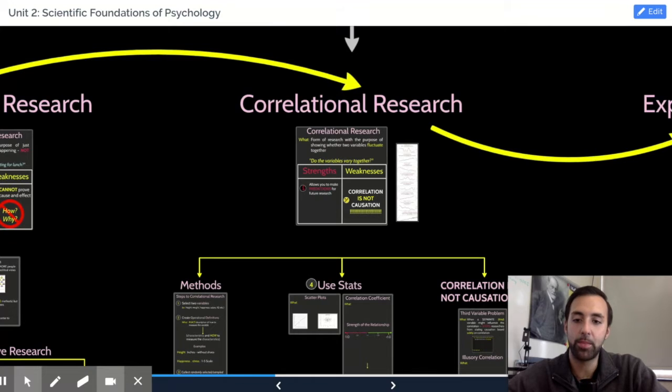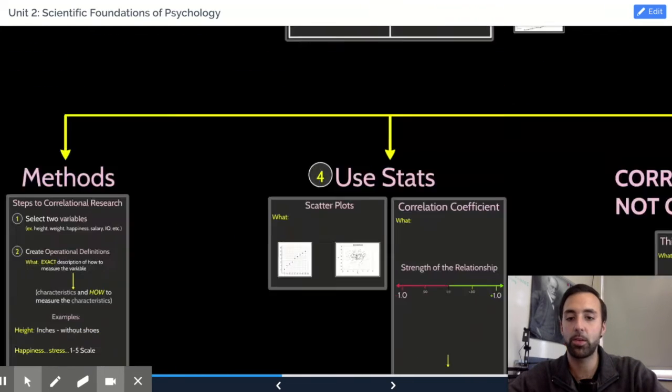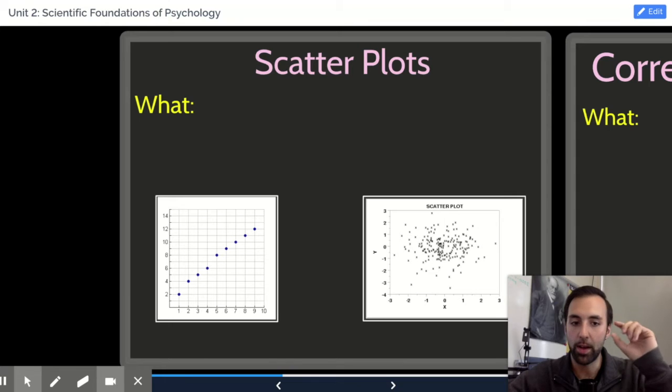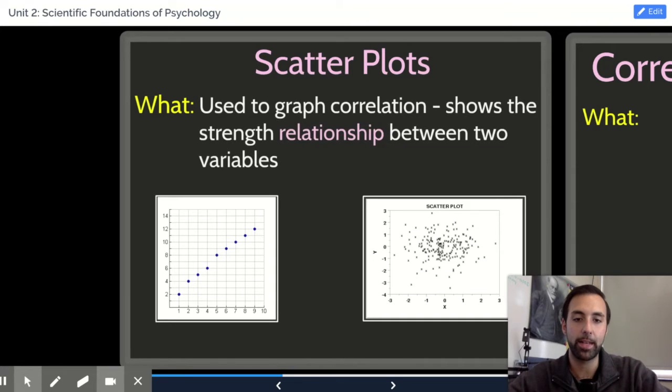Once we've taken the time to identify 2 variables, height, weight, spending habits, self-esteem, happiness, stress, etc., then we created an operational definition, which is an extremely precise way of turning it into numerical value. 1, so that your research is clear, and 2, so that other people can replicate it. We then continue onward. Once we have acquired our randomly selected data, we then use what's called a scatter plot to graph it. A scatter plot is used to graph correlation. That is precisely what it's going to be used for.